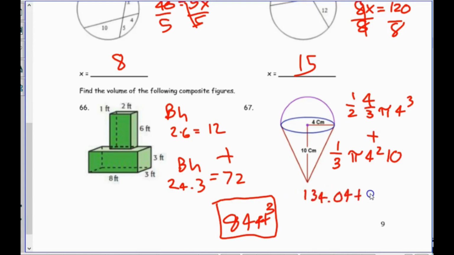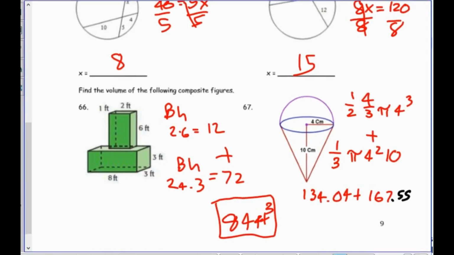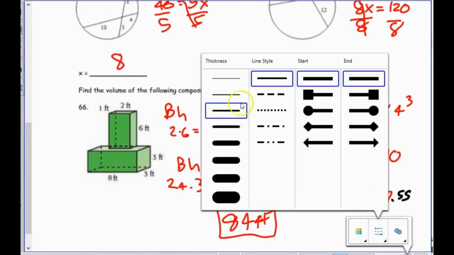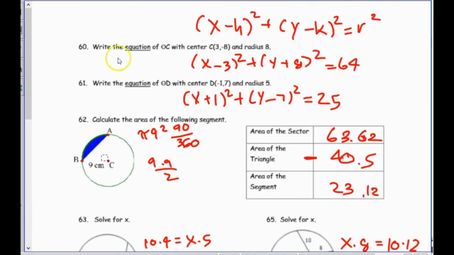So I get 134.04 plus 167.55. So I add those up, and I get 301.59. And that's centimeters cubed. And that's it. Goodness gracious, that took forever.